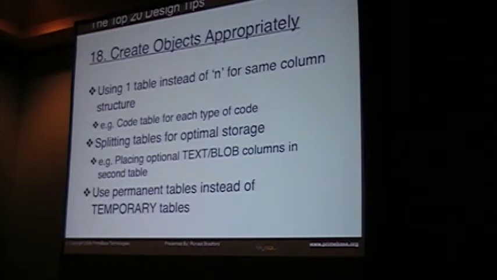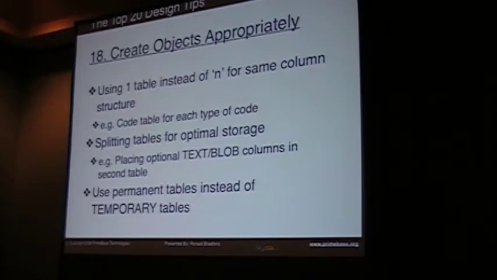From a design perspective, you should always create objects appropriately. People who create many tables in one schema that store the same kind of data are just creating extra file handles when it could be stored in one database table. For example, individual tables for codes and values, where you have 60 of those tables stored in a schema when you could just have one.